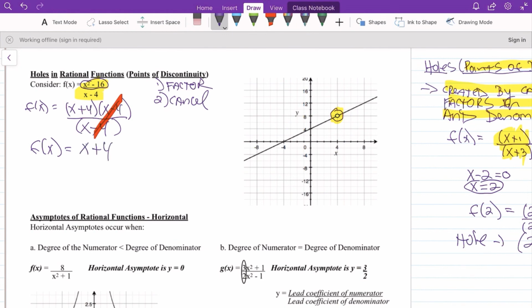All right? So this is what we have for the reduced function, and if you graph that, this is basically a line, and if you look at the graph, that's really what we have there. You have a line.